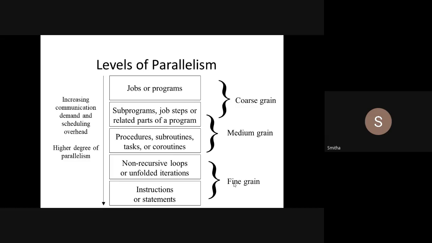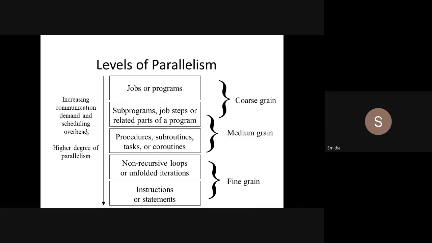Then sometimes subprograms can have even more instructions than medium grain. If they have more than that, we can categorize them into coarse grain, meaning sometimes they fall into the coarse grain category. Then on the left hand side there is an arrow from top to bottom. Going from higher to lower level, it tells us there is increasing communication demand and scheduling overhead. As you come down, the communication demand and scheduling overhead increase.